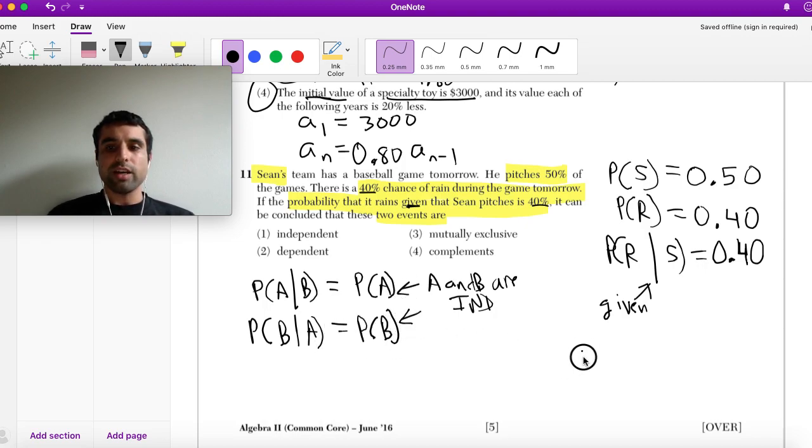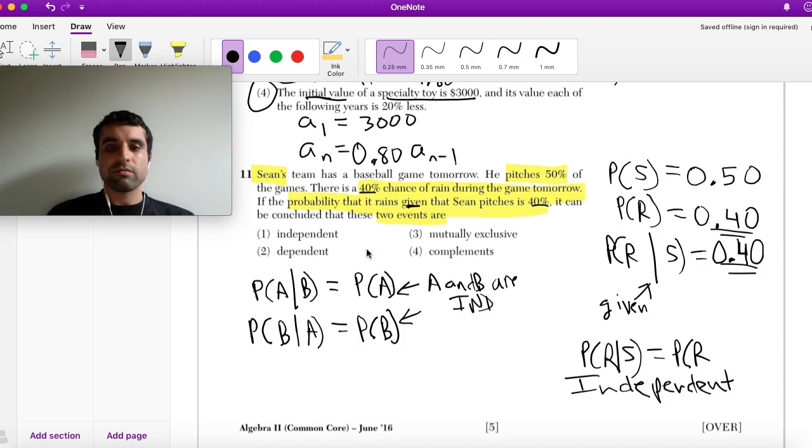So the fact that we got the probability of rain given Sean pitching is just the overall probability of rain. They're both equal to 0.40. That means these two events are independent. Now, had they been different, it would have been dependent, that one changes the probability of the other. Mutually exclusive means they both exclude each other, and the probability of rain given Sean pitching would have had to been 0, meaning that they can't happen at the same time.